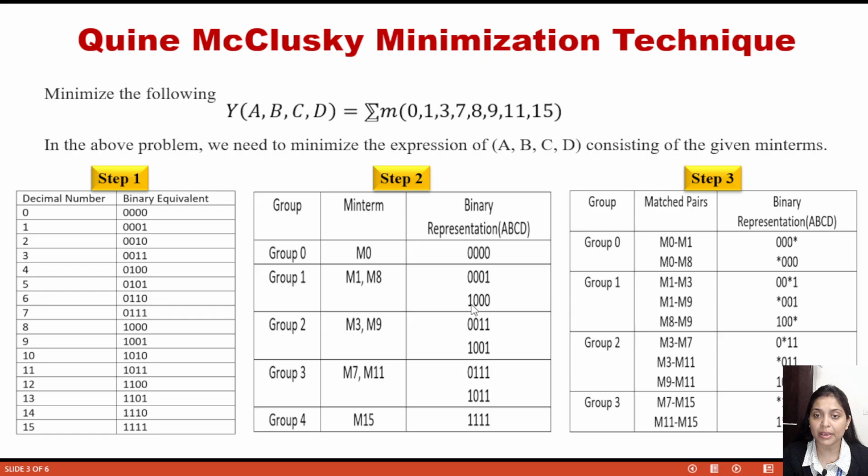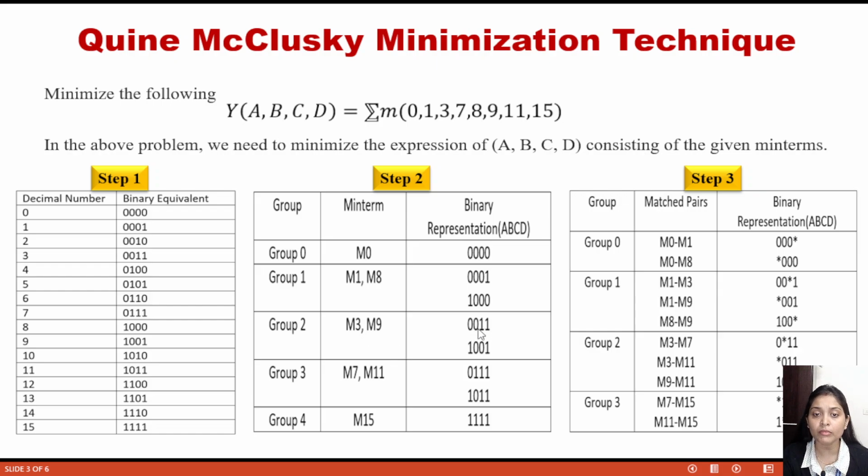In the case of M8 1000 and M9 1001, we can see only the least significant bit is changed. So we will write M8 M9 as 100 star. That means in the least significant bit one bit change happened. Okay, now we will again compare in the next group, M3 M7, M3 M11, then M9 M7 and M9 M11. Okay, let's start.